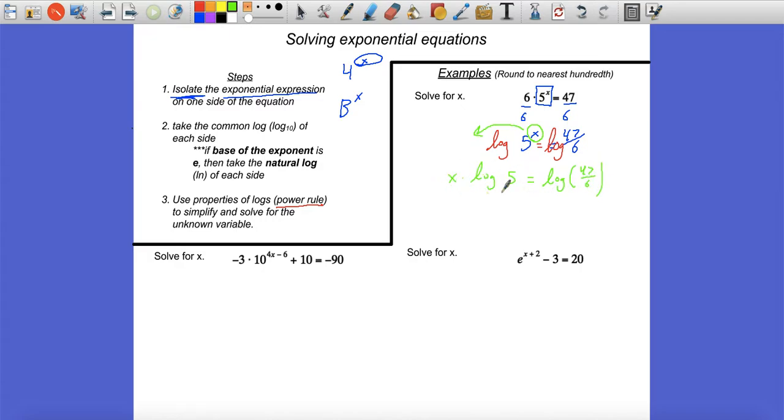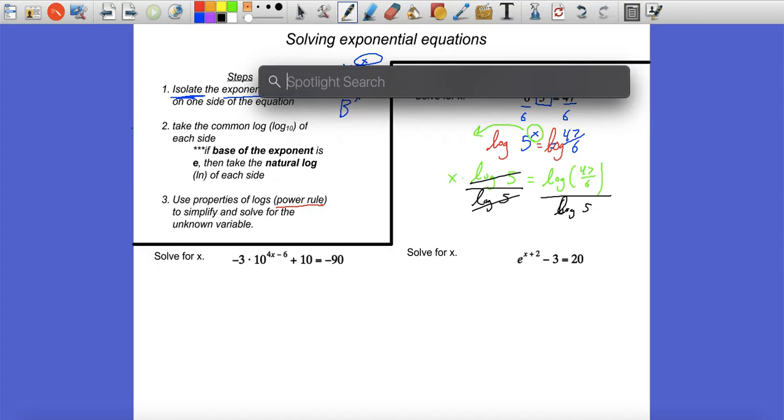And then to solve for x, we use our calculators. We're going to divide by log 5. It's going to cancel that out. It equals 1. So x is going to equal log of 47 over 6 divided by log 5. So practice entering this into your calculator.